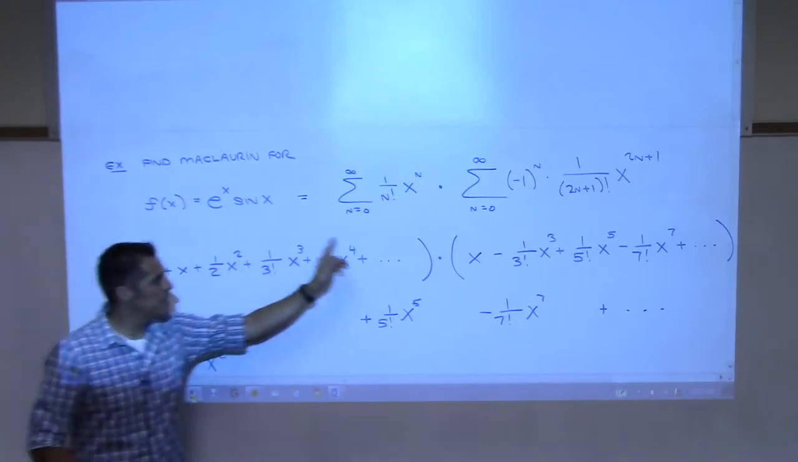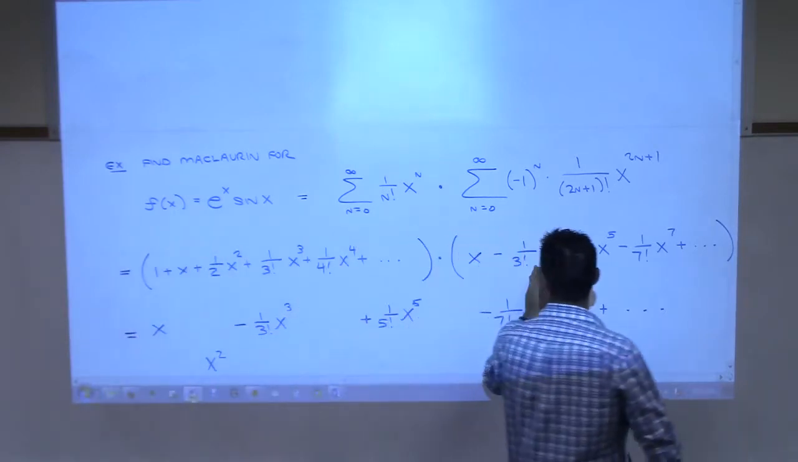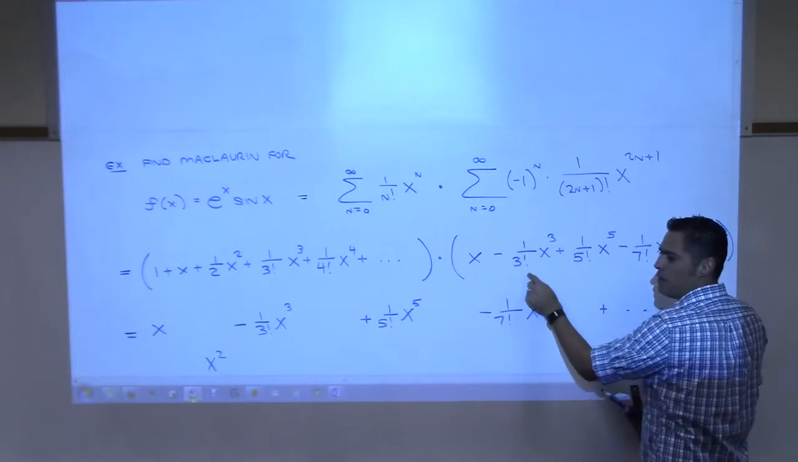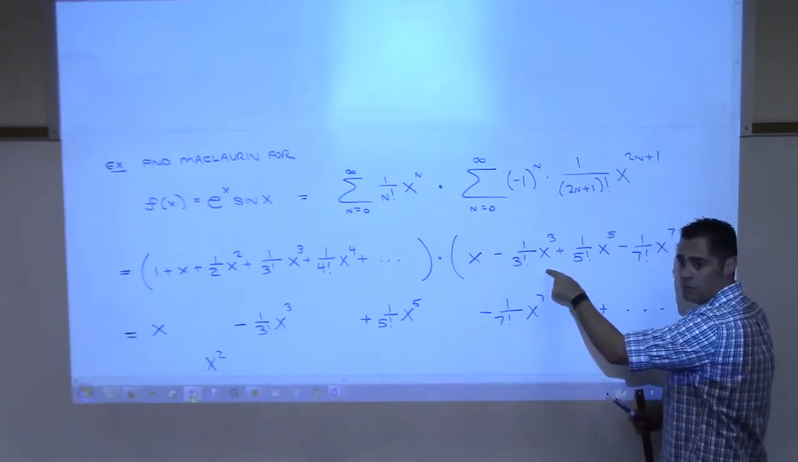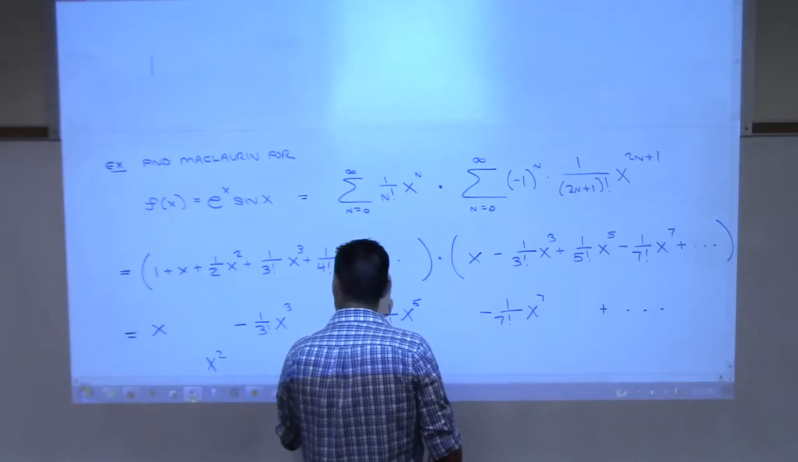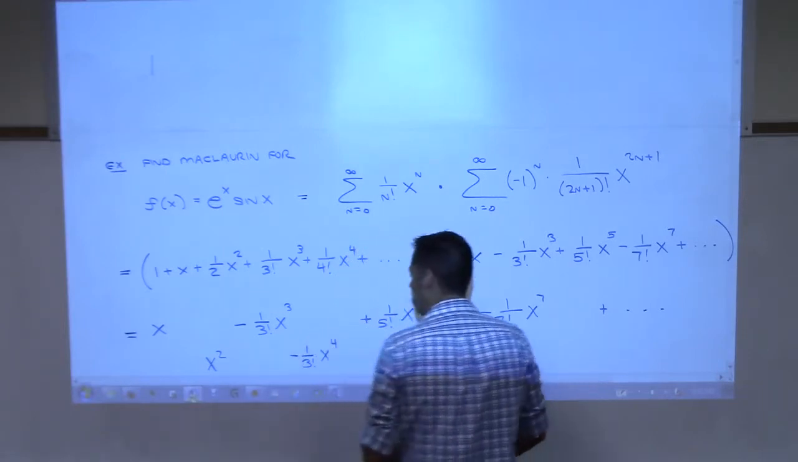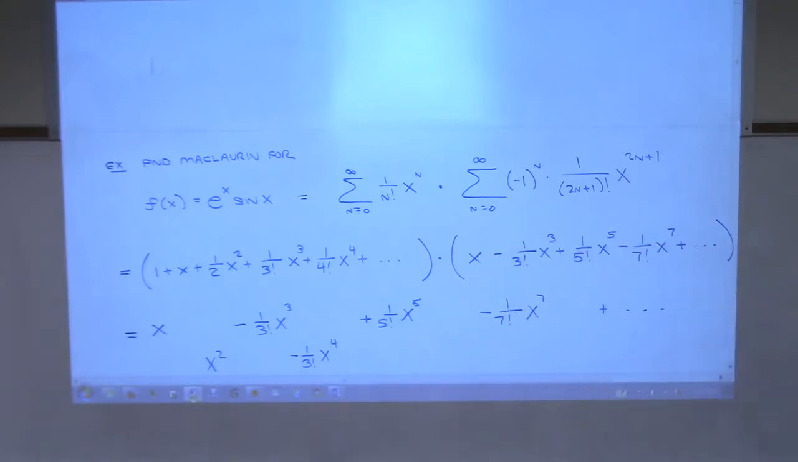So the x to here is x squared. x to this one becomes what? Minus 1 over 3 factorial x to the 4th. And I'm going to put that right here. Minus 1 over 3 factorial x to the 4th. It's going to be something. We'll see after we do a couple of these. Well, we knew the powers are going to be 1, 2, 3, 4, 5, 6, 7.